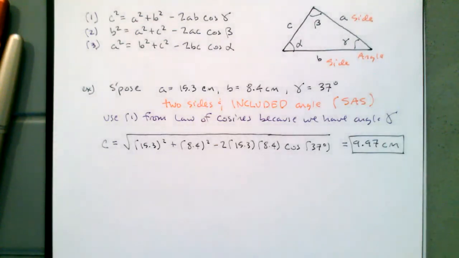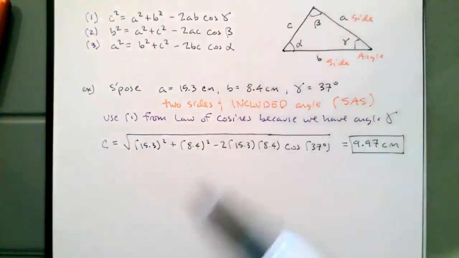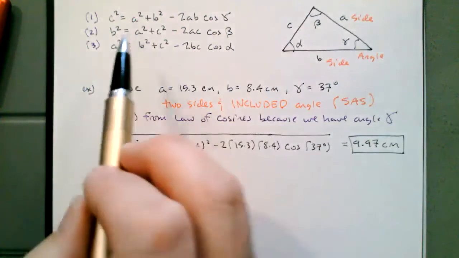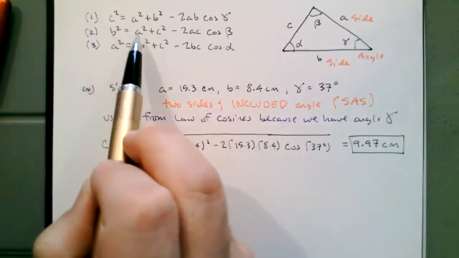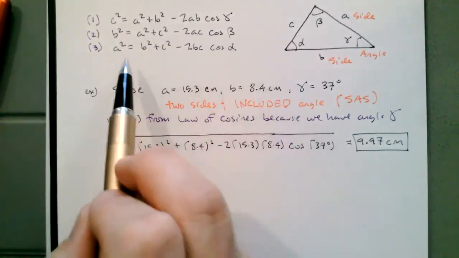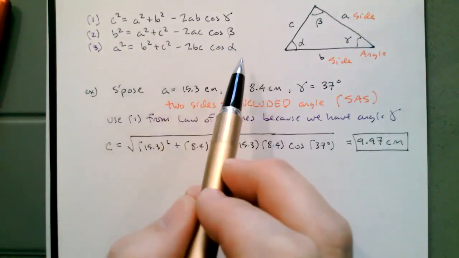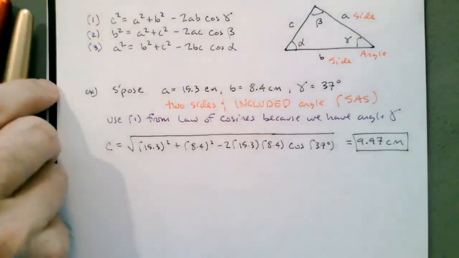Now, at this point, a great thing happens. We have a choice about whether we go for alpha or beta next, but also a terrible thing happens. We have to make a choice, and that's the bad part. So notice that we can go after alpha or beta because I now have A, B, and C. So I can go for beta: B squared is A squared plus C squared minus 2AC cosine of beta. Or since I have A, B, and C, I could use line 3: A squared is equal to B squared plus C squared minus 2BC cosine alpha. We have a choice.